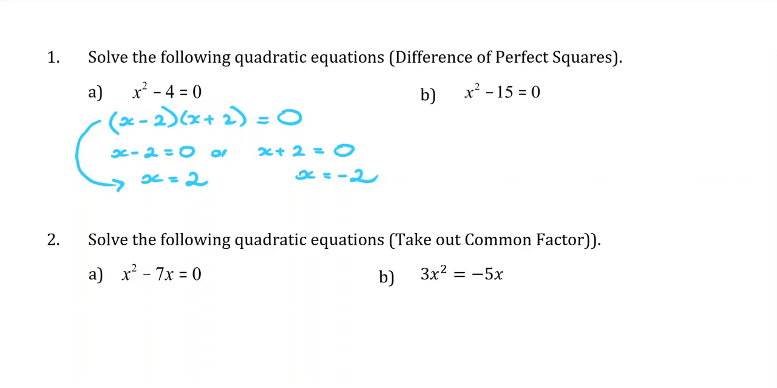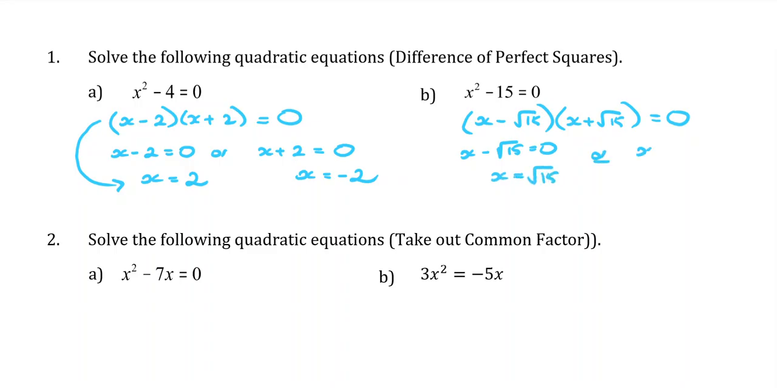This is also a difference of two squares, so when I factorize it, it will be x minus root 15, x plus root 15 equals 0. So either the x minus root 15 is equal to 0, which means that x is equal to root 15, or the x plus root 15 is equal to 0, which means that x is equal to minus square root of 15.